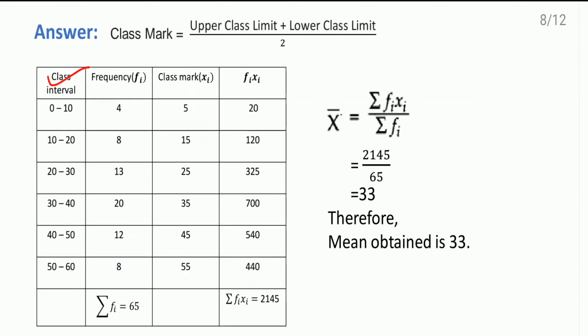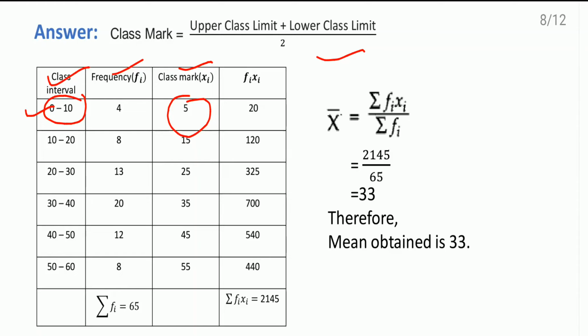Here, class intervals same I have written. Frequency also same I have written. But in this case, in one of the columns, I have written class mark. Class mark means upper limit plus lower limit divided by 2. That means it is the average of a class. So this 0 to 10 is a class, and class mark of this class is what? 5. 0 plus 10 by 2 is 5. This 5 is representing this class, the middle value of this class, right?